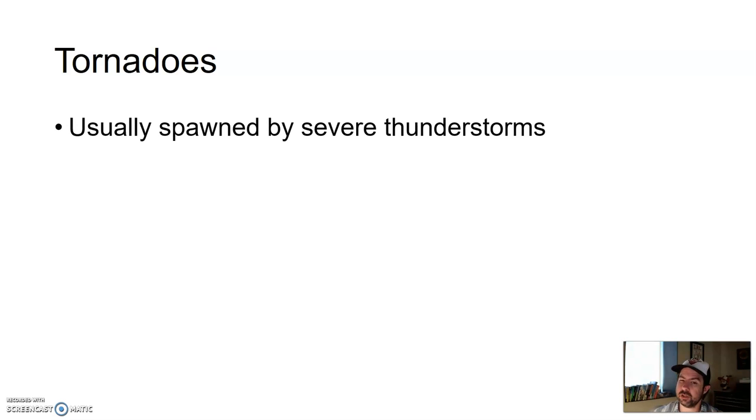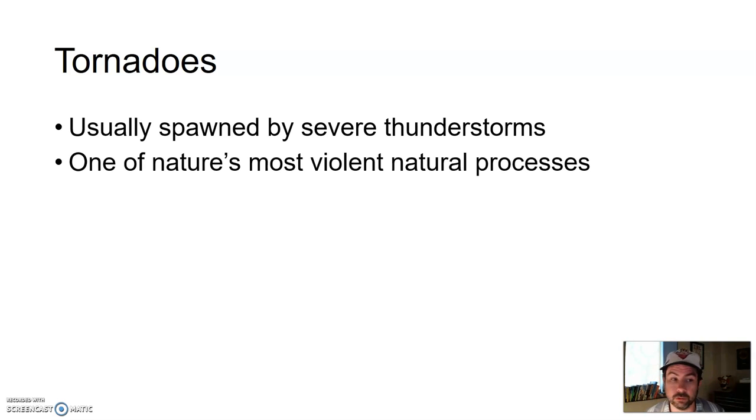Tornadoes are usually spawned by severe thunderstorms. They don't just happen on their own. So it's usually rain, thunderstorm, severe thunderstorm, and then if the storm gets bigger, more energy, more intense, more violent, then it could spawn a tornado. Not necessarily, but it could.